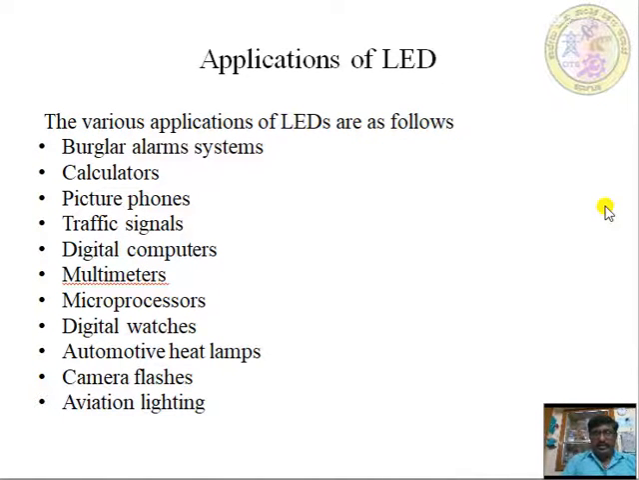Applications of LEDs: almost all electronic goods contain LEDs. Some applications are bulbs, alarm systems, calculators, picture phones, traffic signals, digital computers, multimeters, microprocessors, digital watches, automatic heat lamps, camera flashes and aviation lighting. In place of normal bulbs, nowadays we come across LED TVs and LED wristwatches. So almost the whole world is being replaced by LEDs right now.